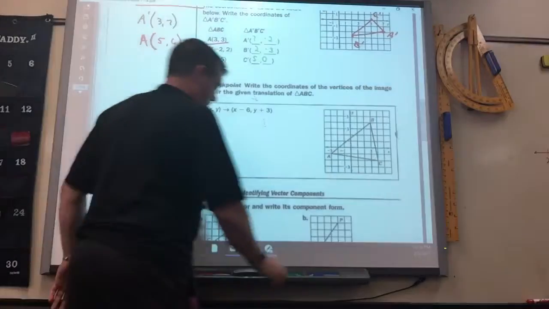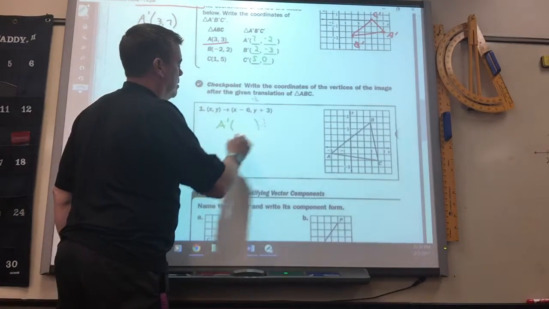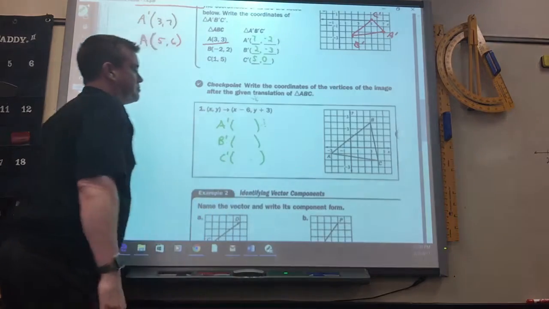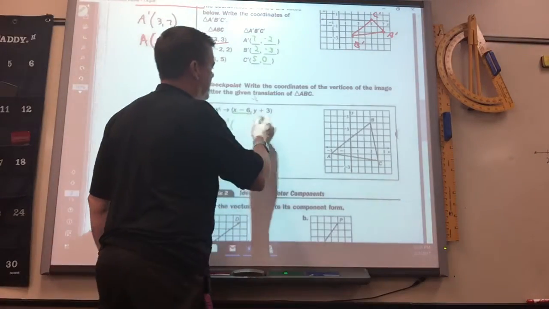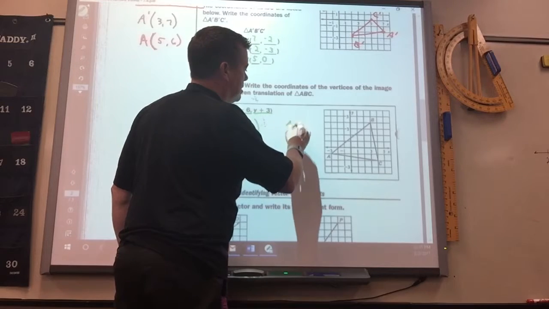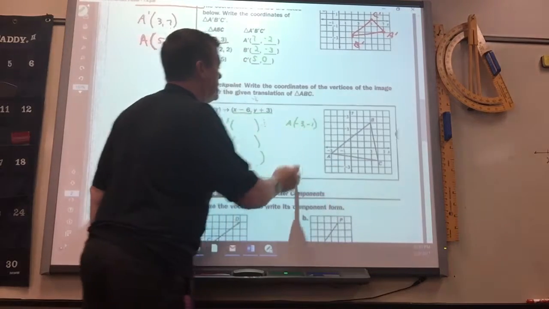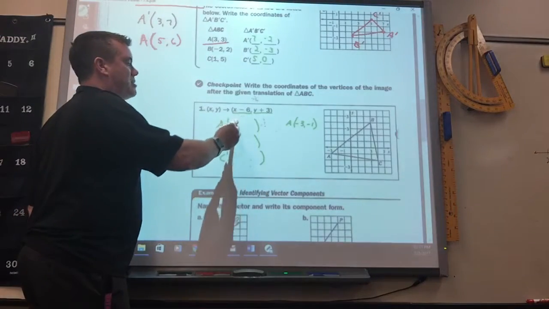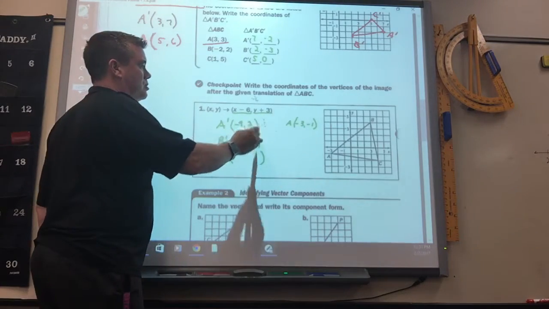So again, you don't need to actually graph it to find the new coordinates. This says take the x and subtract 6 and take the y and add 3. A is left 3, down 1. So A prime is going to be negative 3 minus 6, which is negative 9, and negative 1 plus 3 is 2.